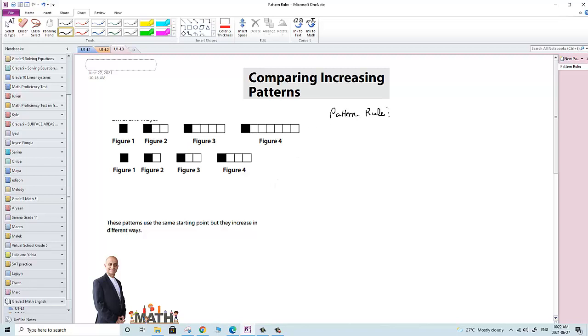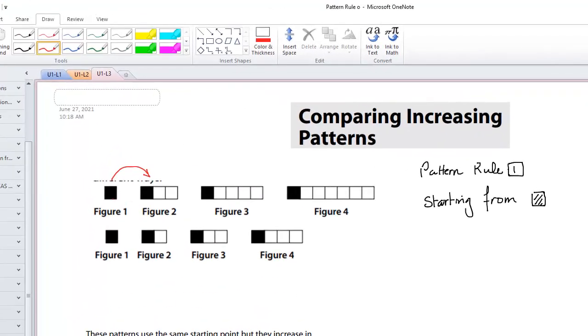So pattern rule for number one, let's say for shape number one or for pattern number one. I see here we started with a black block, so starting from one black block like that, I am doing what? If I want to go to the second figure, I see that I have the same dark block, but I have two extra white. That means I am adding two white block. Let's check the second one, maybe I'm wrong.